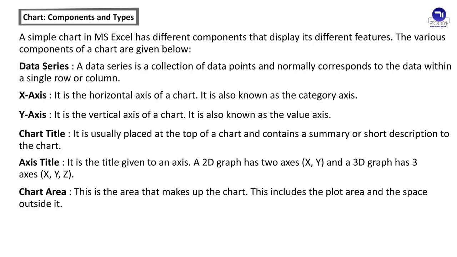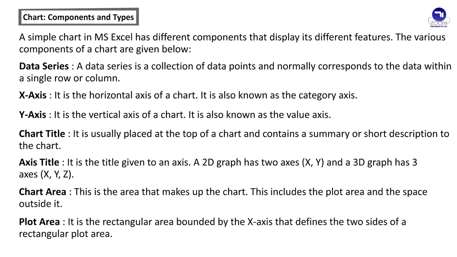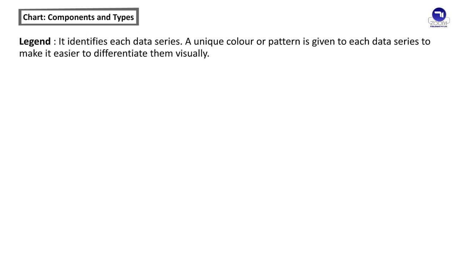Chart area. This is the area that makes up the chart. This includes the plot area and the space outside it. Plot area. It is the rectangular area bounded by the axes that defines the two sides of a rectangular plot area. Legend. It identifies each data series. A unique color or pattern is given to each data series to make it easier to differentiate them visually.